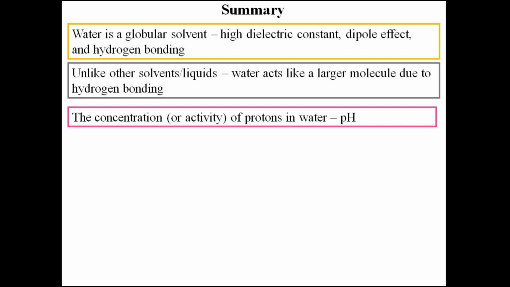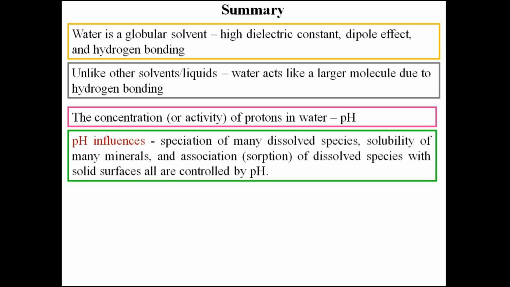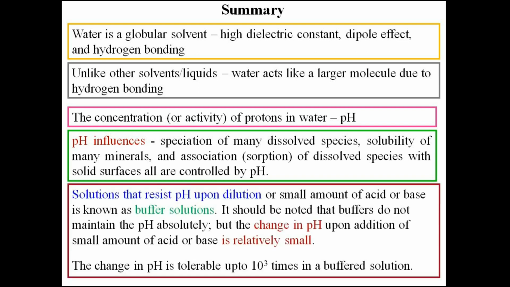And then we discussed pH. pH is nothing but the concentration or activity of the protons in the water. And in fact, pH can influence many of the properties, starting from the speciation of the dissolved species, solubility of many minerals, and association of dissolved species with the solid surfaces, and these can all be controlled by the pH.